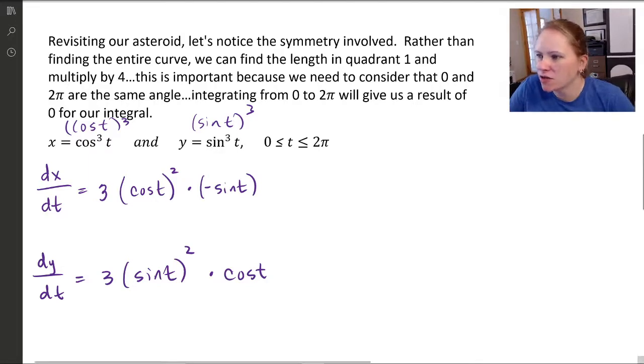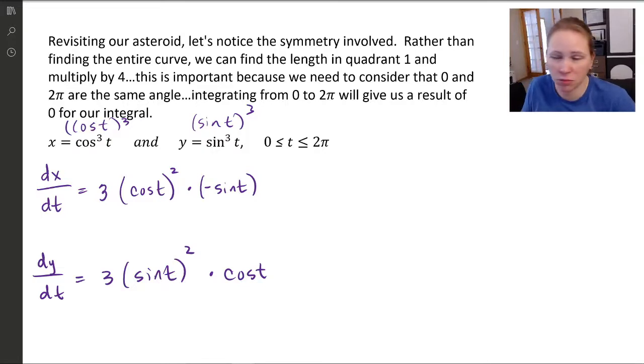Now, when I try to evaluate them using my length of curve formula, oftentimes I'll use my calculator. And I think at this point I would expect you to be proficient in using your calculator to evaluate. So what I'd like to do is show you a way that you can evaluate these, not with your calculator, but just by hand.